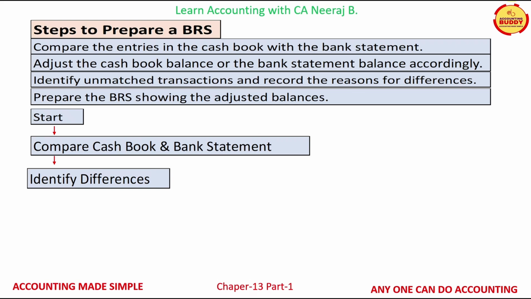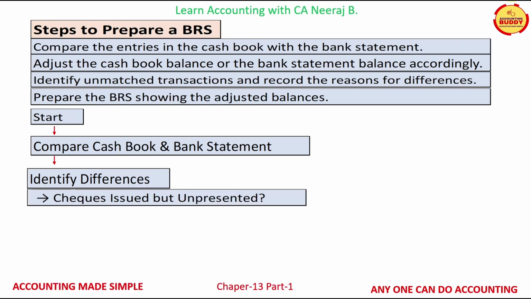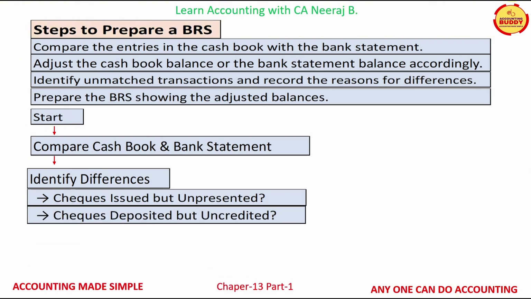Such common differences are checks issued but not presented. This means a check is issued by the business and is recorded in the cash book, but it is not presented to the bank for payment. Therefore, it is not debited in the bank statement. Checks deposited into the bank but not credited by the bank is another common reason for difference between the cash book balance and the bank statement balance.